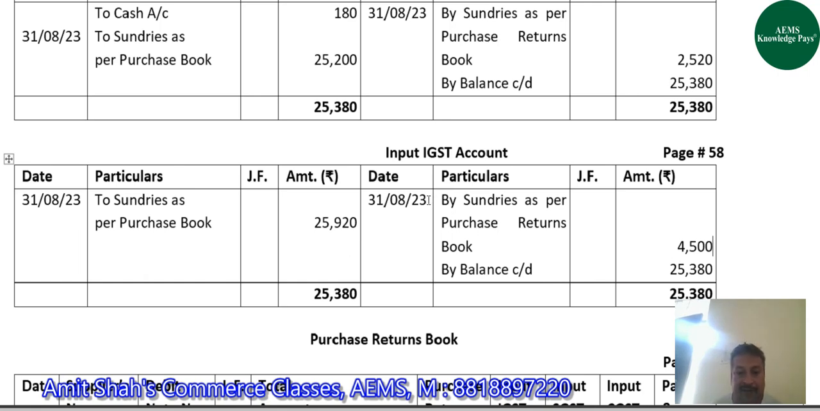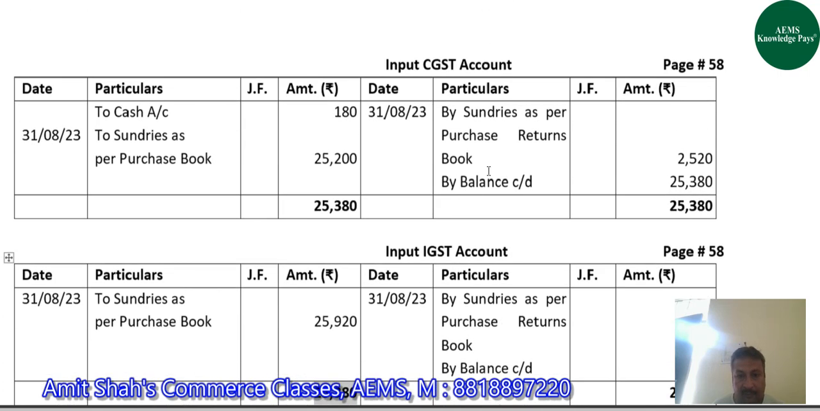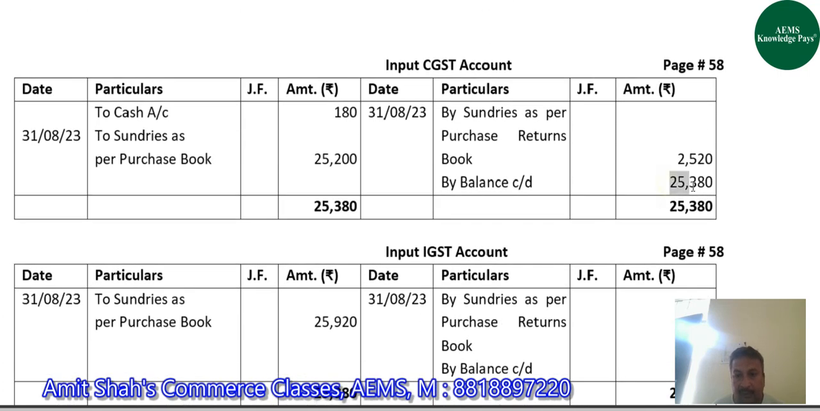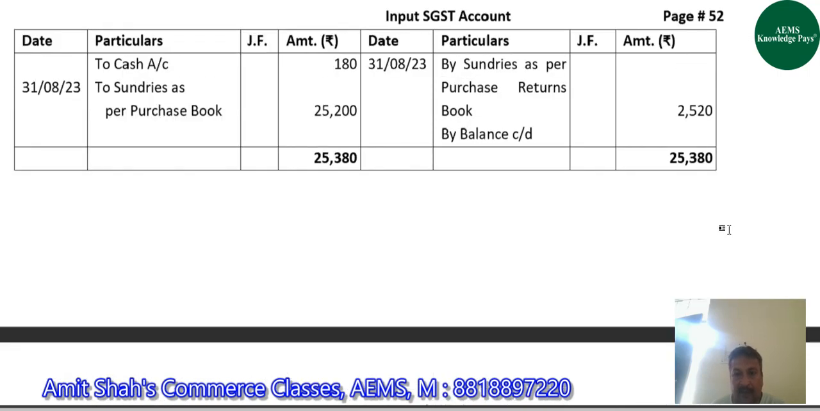So now on 31st August, I'm not calculating the balance because we may have some more transactions coming from some other books, and that is why I'm leaving it blank. Here also I'm removing the balance.